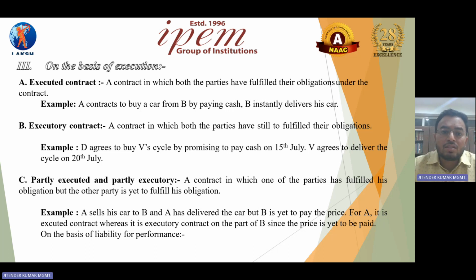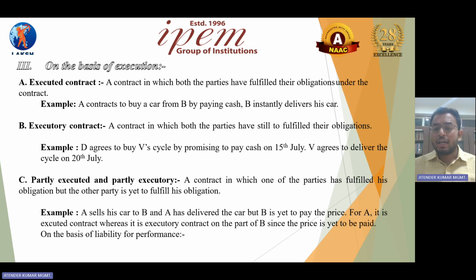Further, we move to execution. On the basis of execution there are three types. One is the executed contract, where both parties have fulfilled their obligations. Suppose a contract to buy a car by B, paying cash and instantly delivering the car. Here both parties have fulfilled their obligations: one party has paid the amount and the other party has delivered the car.